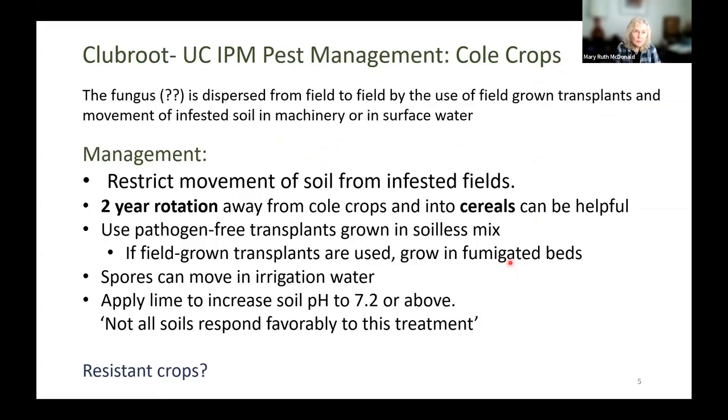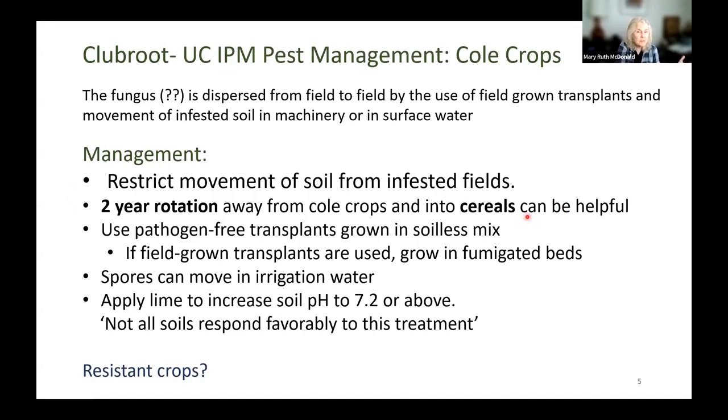So there have been recommendations for management of clubroot around for vegetable crops for a long time. This is from University of California. It can be dispersed from field to field using field-grown transplants, and especially movement on infested soil or in surface water. And I'll touch on some information about these as I go through the talk. So one of the first recommendations, of course, is try not to move it from field to field. The next one is a 2-year rotation away from susceptible crops.